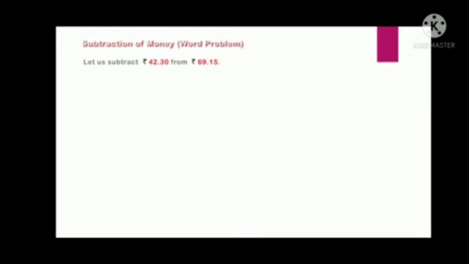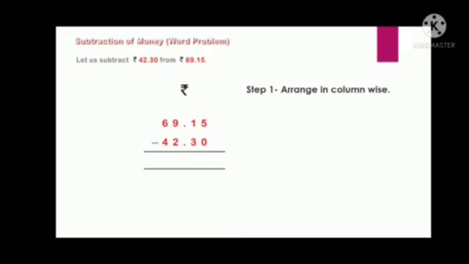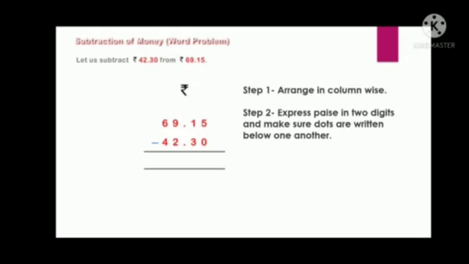Subtract rupees 42.30 from rupees 69.15. Again, we have to follow the steps. Step 1 is arrange in column wise. It means we have to arrange the numbers in column wise. Step 2, express paise in 2 digits and make sure dots are written below one another. The same process we have done in addition.